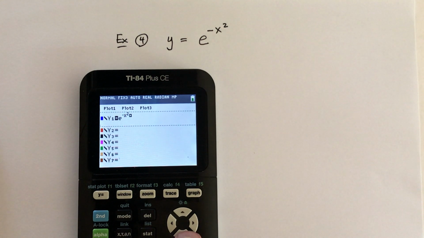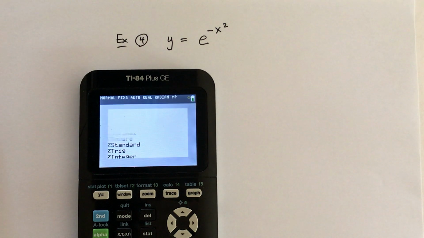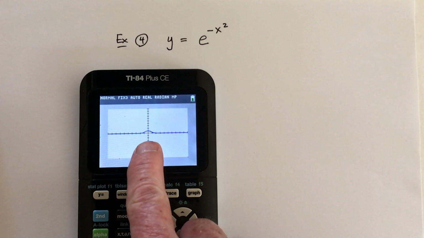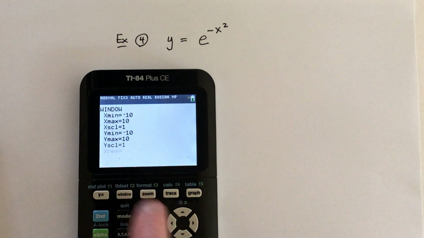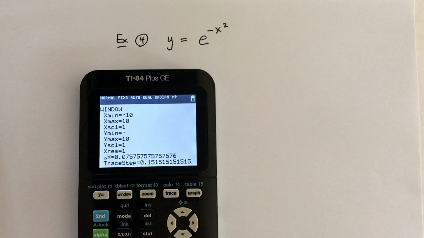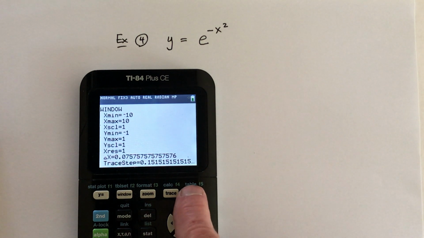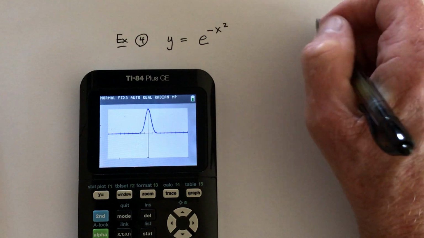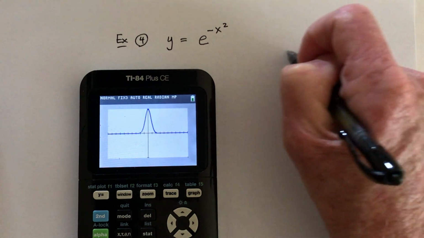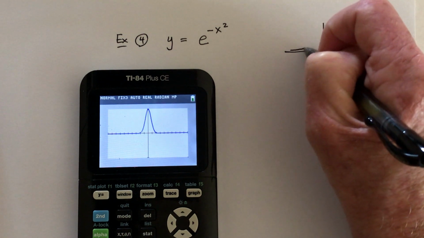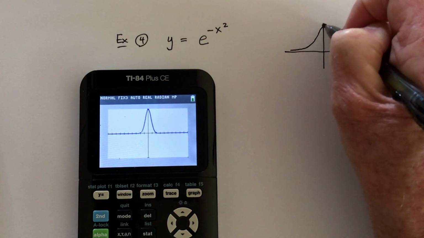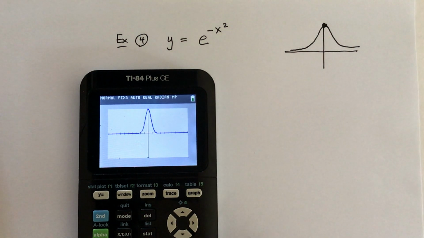So there's the e to the negative x squared, and then Zoom Standard to see the graph. And it's a short little function, so I think I should change the y values. How about if I range from -1 to +1? Could I see it better? Oh yeah, that was pretty good. Oh, that basically just looks like a bell-shaped curve. So in statistics, we call that a normal distribution or bell-shaped curve. And I'm pretty sure that right there when x equals 0, that's where the maximum is going to be.